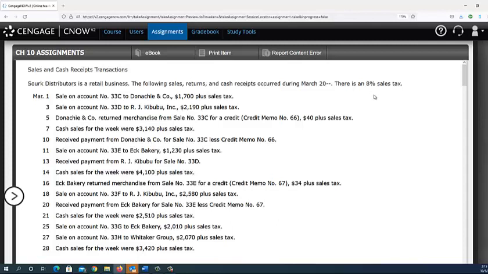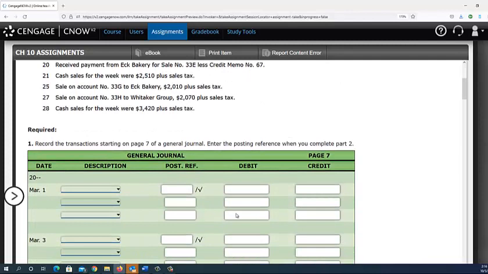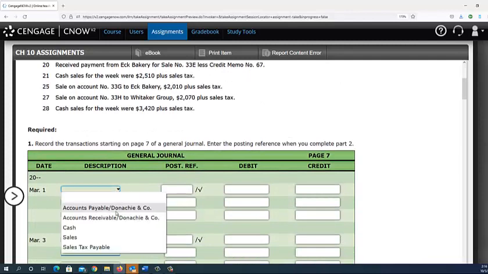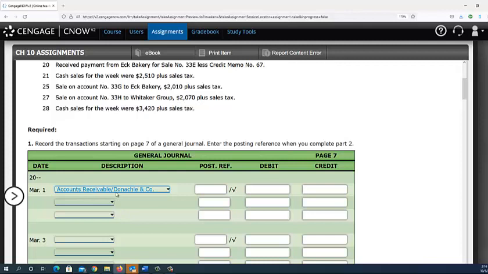So on $1,700, the sales tax is going to be $136. So let's get that in the journal. So I'm going to begin by debiting accounts receivable with the name of the customer. I'm going to credit sales, and then I'm going to credit sales tax payable. So the sales, remember, gets credited because it's a revenue account for the amount of the merchandise. So the merchandise we sold cost $1,700.